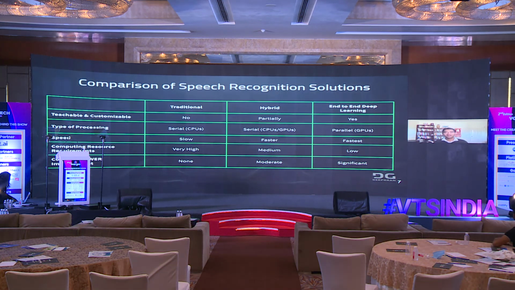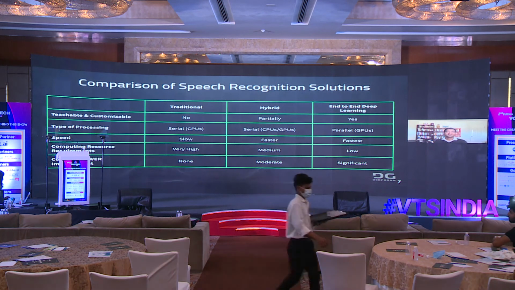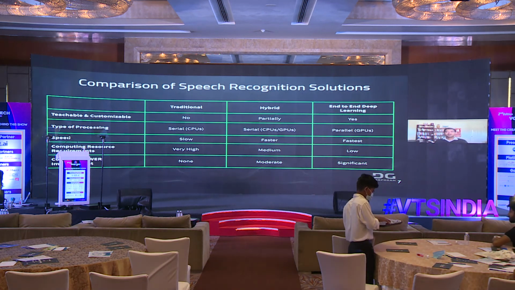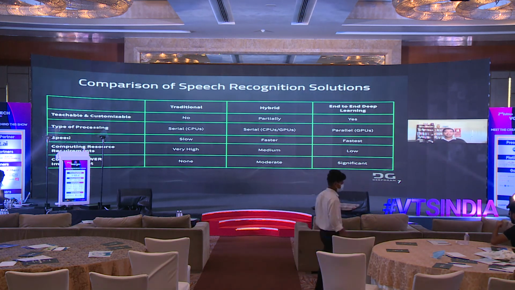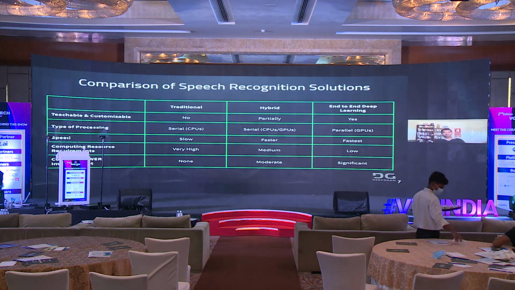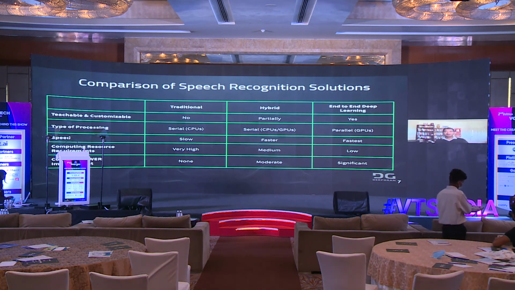The traditional and hybrid methods only let you add a personal vocab list and hope for the best. Through Deepgram, you can train a custom model that is an exact fit for the audio that you want the system to understand. When it comes to how audio is processed, the traditional and hybrid methods both use a step-by-step serial process run on the CPUs instead of using parallel processing on GPUs. This greatly slows down their processing speeds.